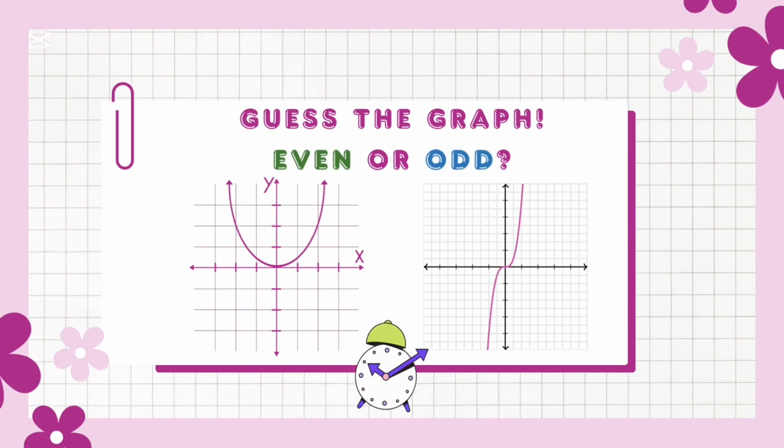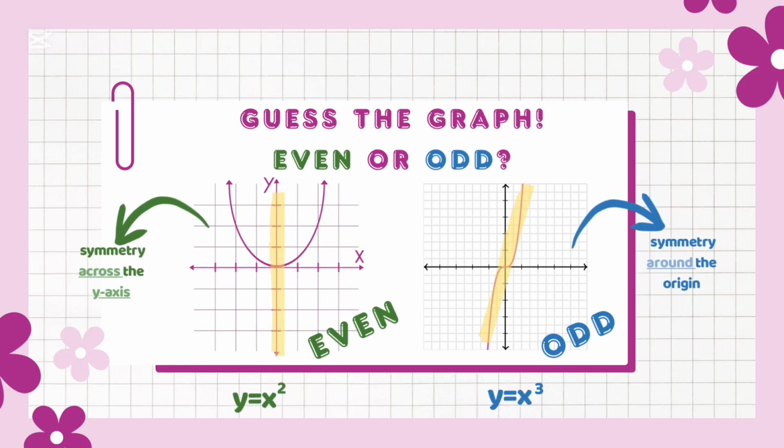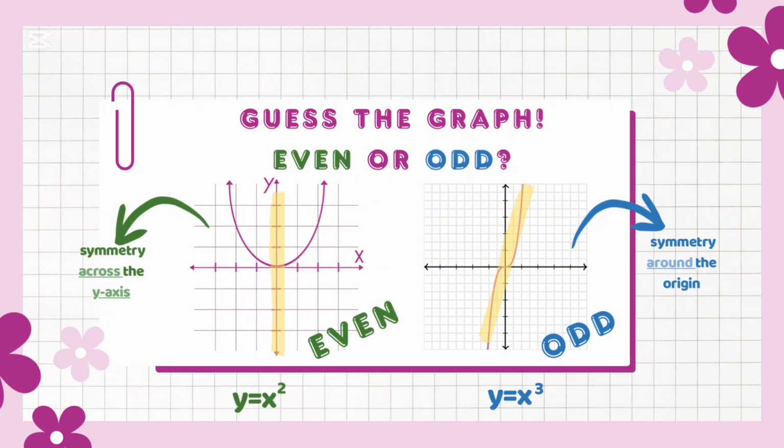Which one of these functions is even and which one is odd? That's right, the one on the left is even and the one on the right is odd. Let's talk about why. The one on the left is even because it's the same on both sides of the y-axis. The one on the right is odd because the symmetry is around the origin.